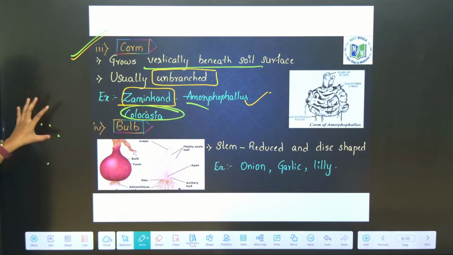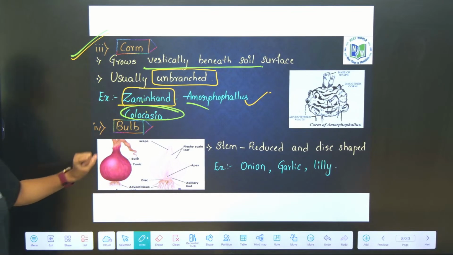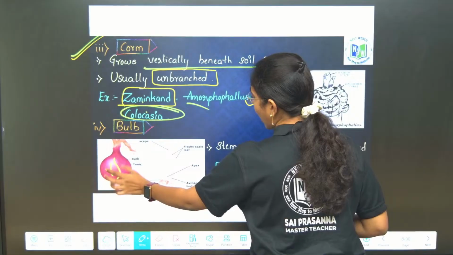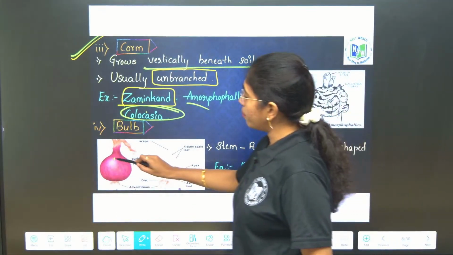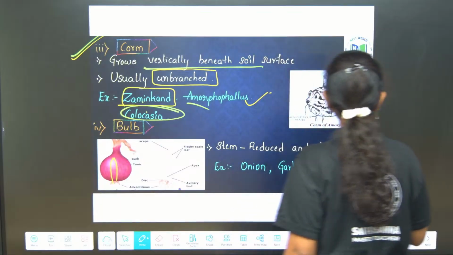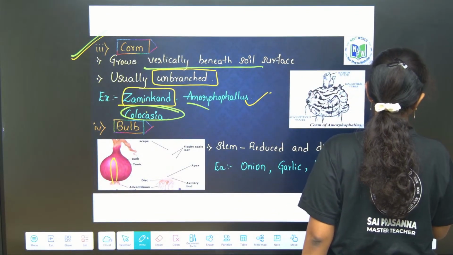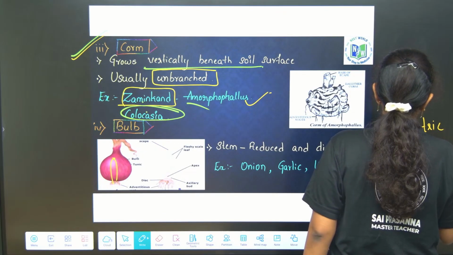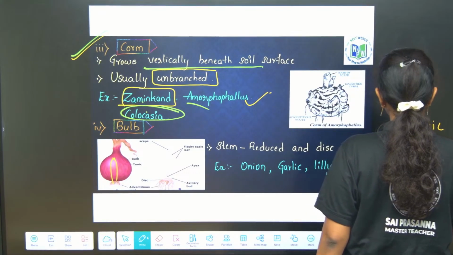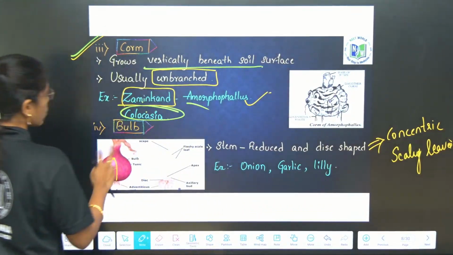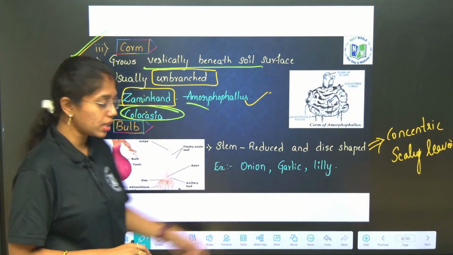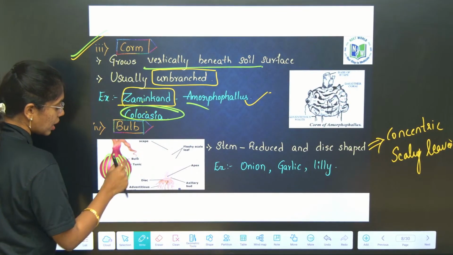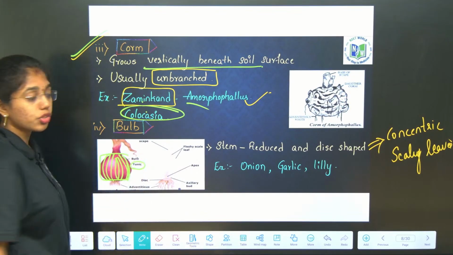Next is bulb. Here in bulb, the stem gets reduced and is disc shaped. Covering the stem or bud, you have many concentric scaly leaves. The bud and scaly leaves together with the reduced, disc shaped stem form the shoot bud. Surrounding this, all the concentric scaly leaves are present. This forms a tunic.